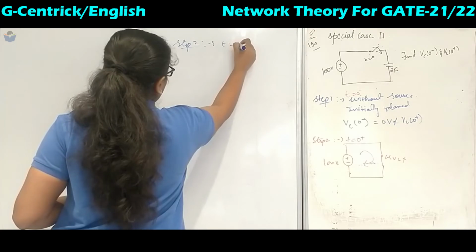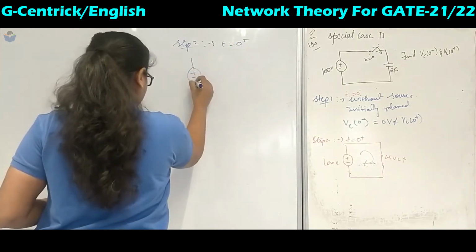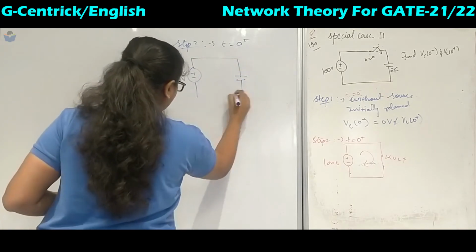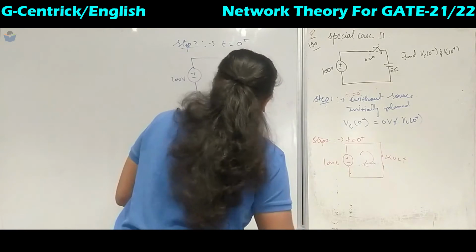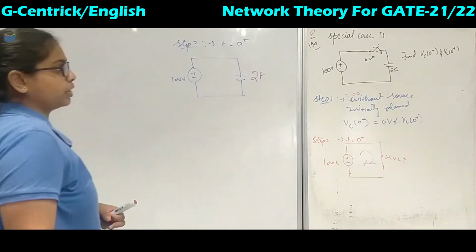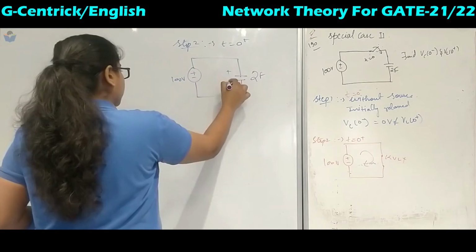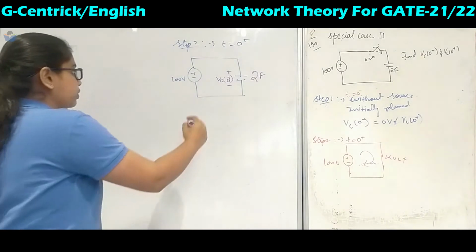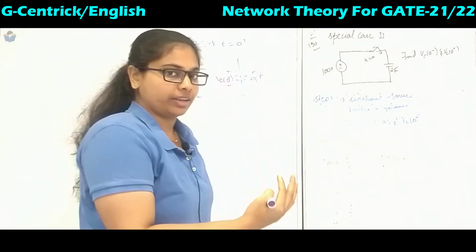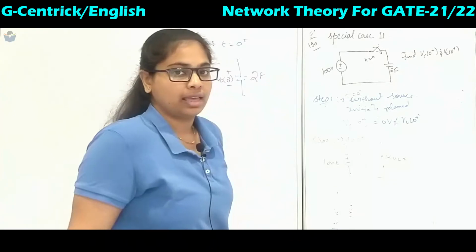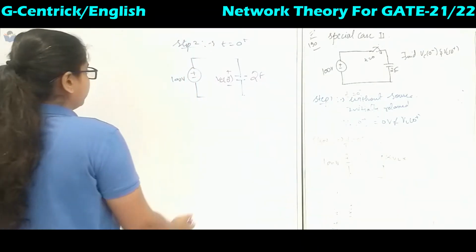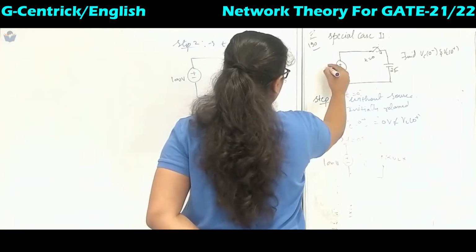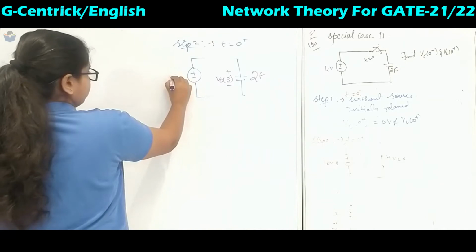At t equal to 0 plus, the switch is closed. We write the circuit as it is: this is 100 volts, the switch is closed here, and this is 2 farad. Now we have to find the voltage Vc of 0 plus, but we have reached a dead end. Whenever we reach a dead end, we will use the Laplace method. This converts the source to 100 by S. We will take it as 4 volts.